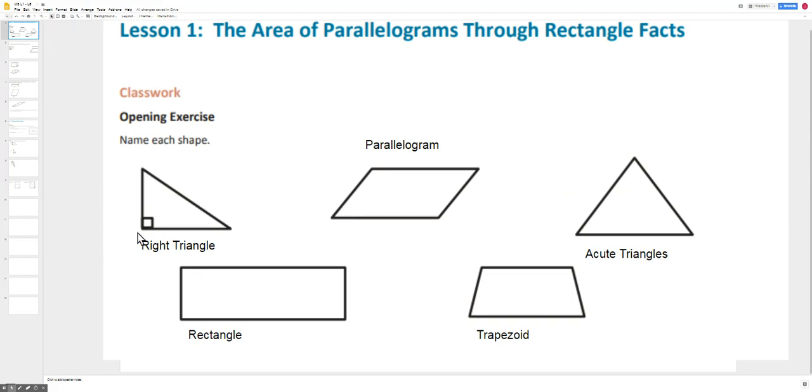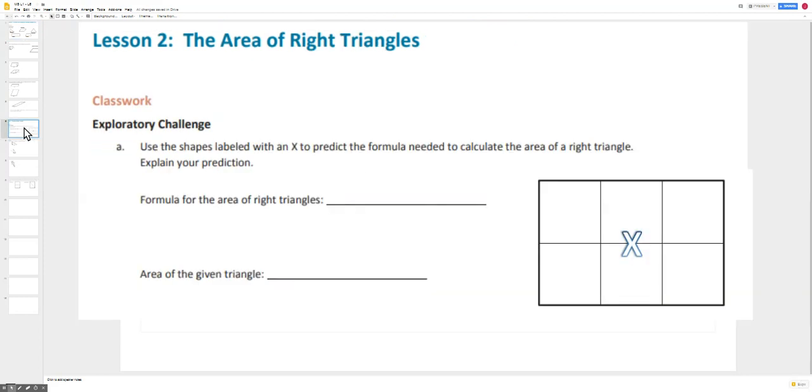Now, if you forgot what a right triangle is, this is from our previous lesson. Remember, this is a right triangle here. And it has a right angle connecting two of the sides together, as opposed to an acute triangle, which does not have a right angle connecting the two sides together. So we're going to form the formula for the area of the right triangle.